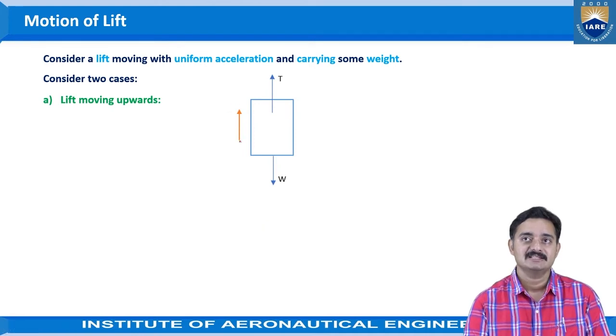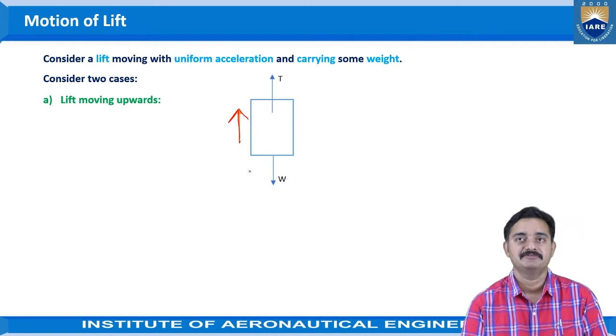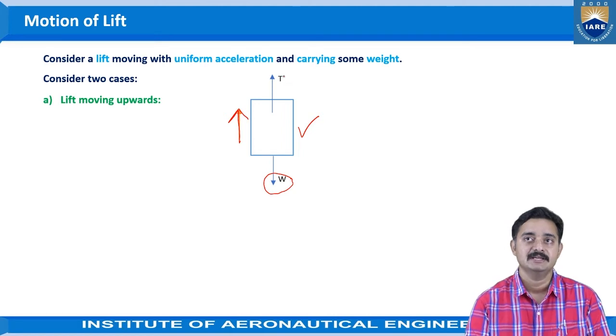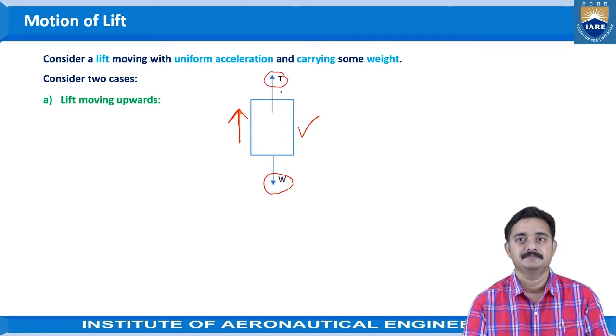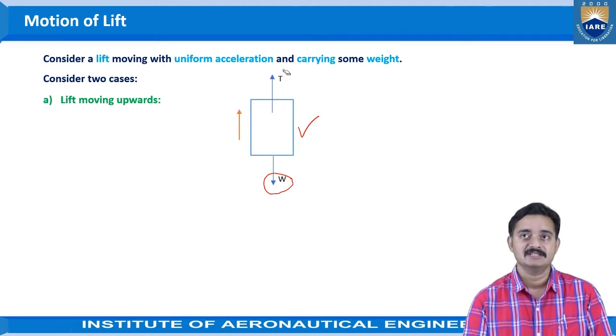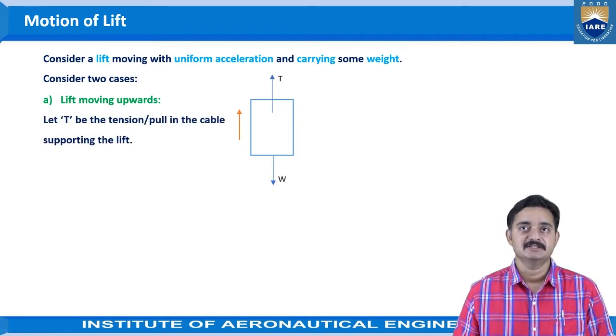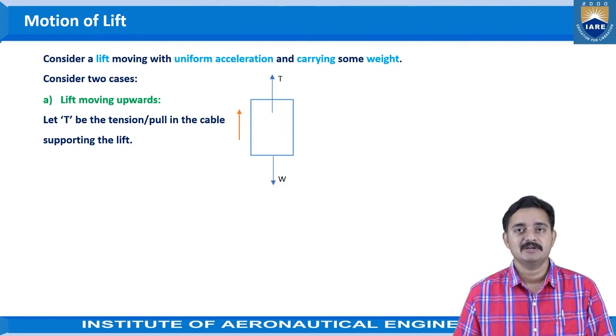Now we are considering the movement of the lift in the upward direction. So how many forces are involved here? There are two forces involved: one is the weight of the object, W, and the other is the tension T. So considering all the forces involved and taking the equations, let T be the tension or pull in the cable supporting the lift.